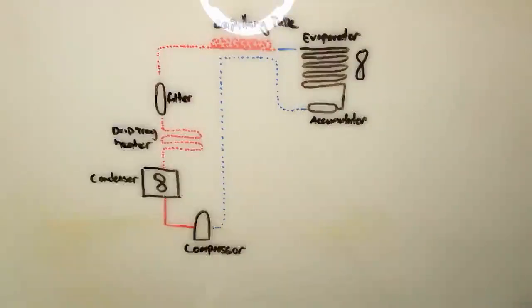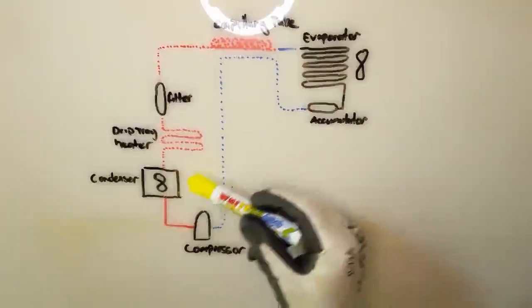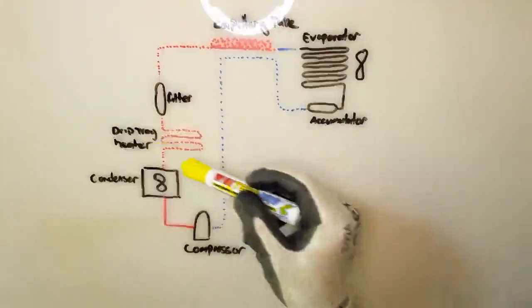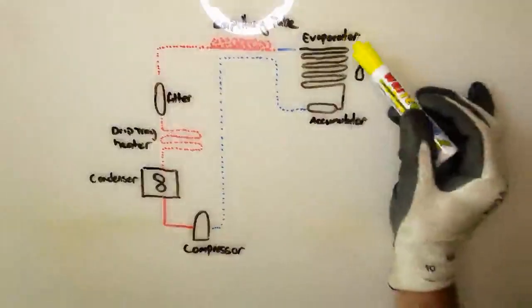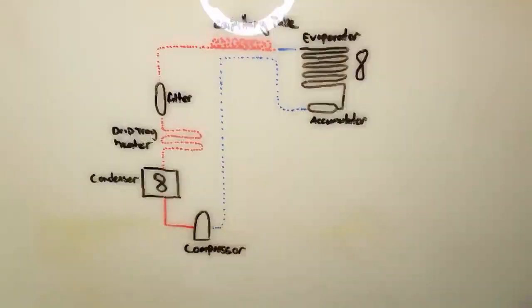Back to the drawing board. Here is the configuration of our Coke fridge. Have a look. Compressor, condenser. This is the drip tray heater, filter, capillary tube, evaporator, and accumulator.